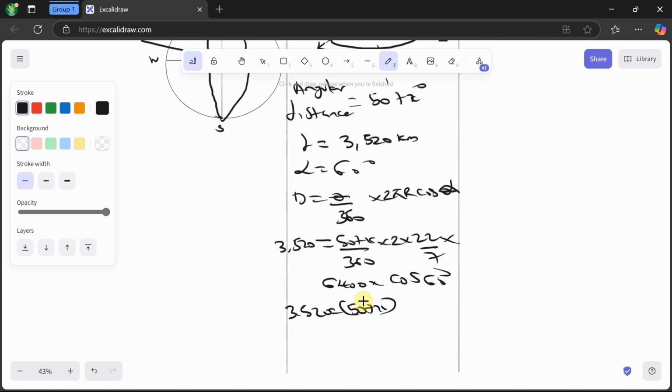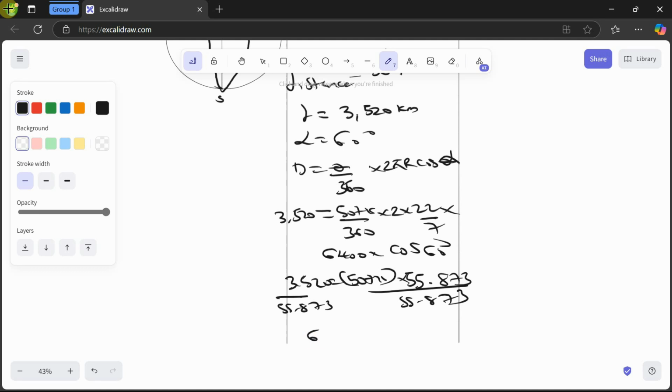So that is 55.873. If I divide both sides by 55.873, that will be 3,520 divided by the answer, and that gave me 63. So 63 is equal to 50 plus x, right? Because this will cancel this, so our x will just be 63 minus 50, which is equal to 13 degrees.